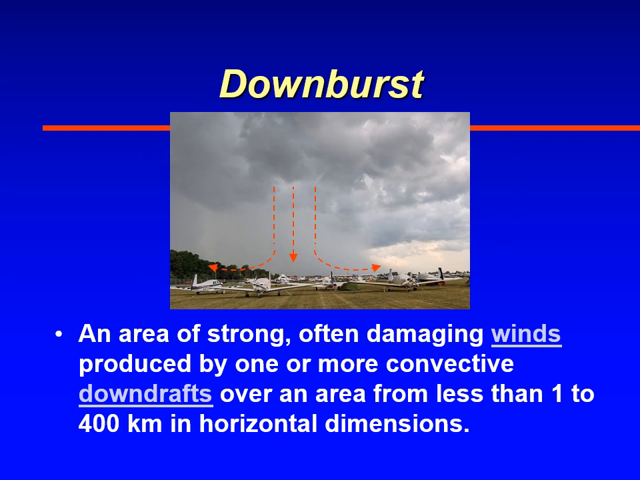Another cause of wind shear is downburst, and downburst is just an area of strong, often damaging winds produced by one or more convective downdrafts over an area from less than 1 to up to 400 kilometers in horizontal dimensions. A downburst simply is the downdraft in a thunderstorm, and if that downdraft is very intense as it approaches the ground, it spreads out and diverges and produces a strong wind near the surface, and this is what we call a downburst. Downbursts are the general name for the downdraft and outflow from thunderstorms.